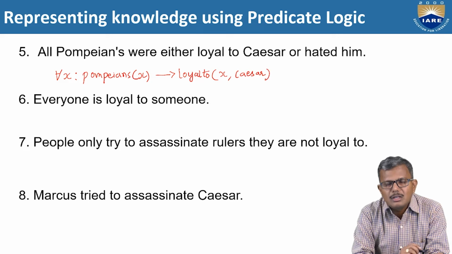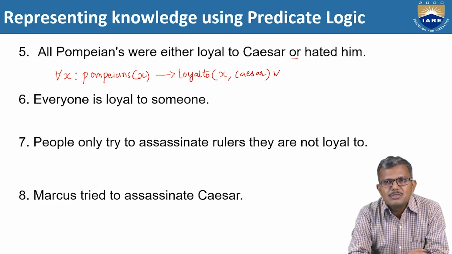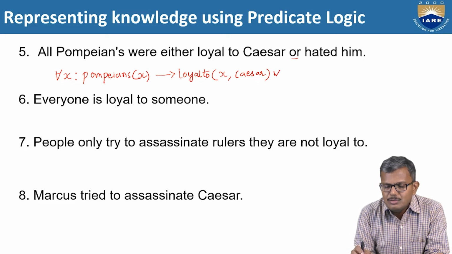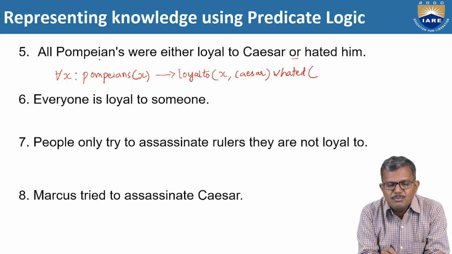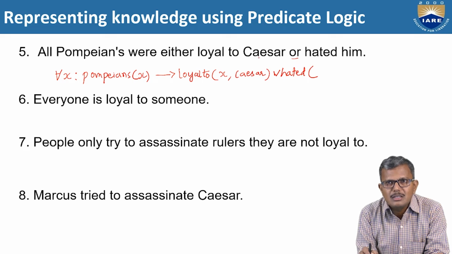Loyal to Caesar. And some continuation is also there. What is that? Hated him. But here how is it? Or. Here, or is a connector, remember. Or is a connector which is connecting multiple statements here. So for or we have disjunction. So this symbol is used as a disjunction. So what is happening here? Hated. Means who is hating whom? Pompeians are hating Caesar.